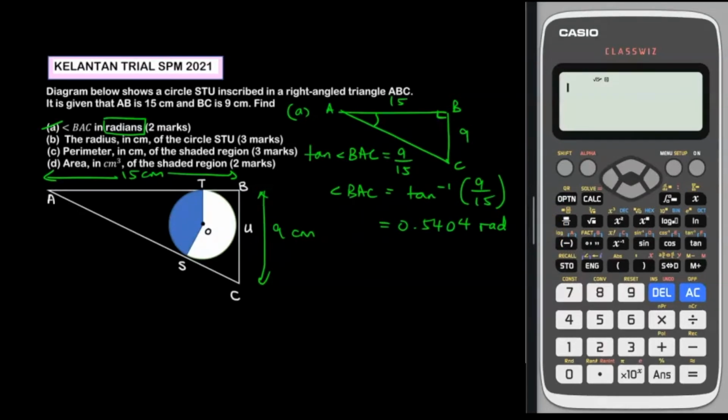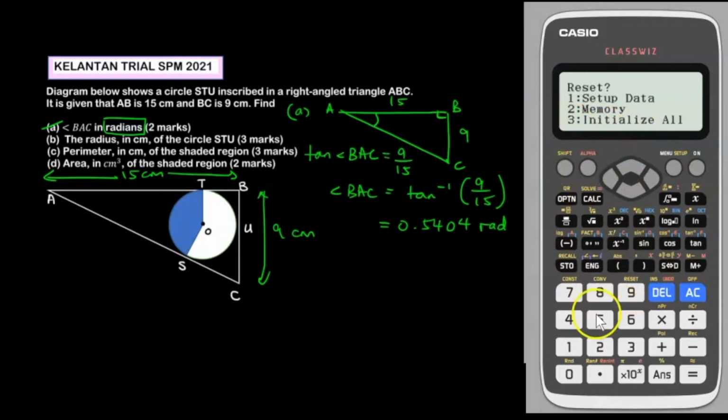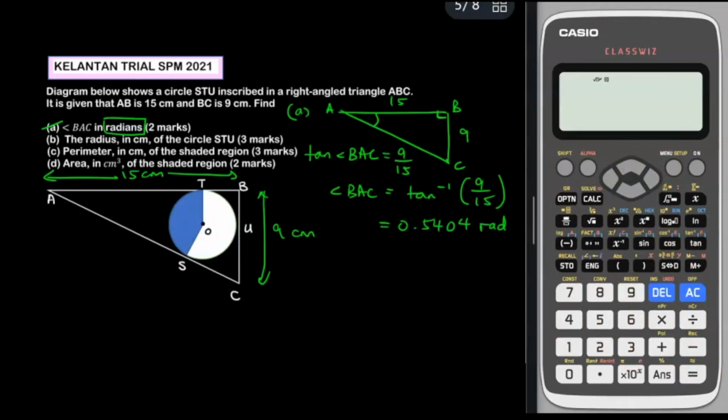Next, we have to reset our calculator so that it goes back to normal. So shift and then press number 9, which is reset, and then press 3, initialize all, and then you press equals, which is yes, and then AC button. So now it goes back to normal. Okay, so now let's move to question B.